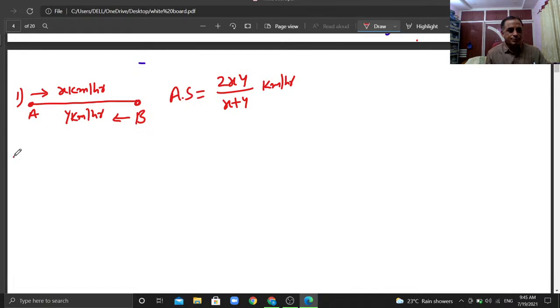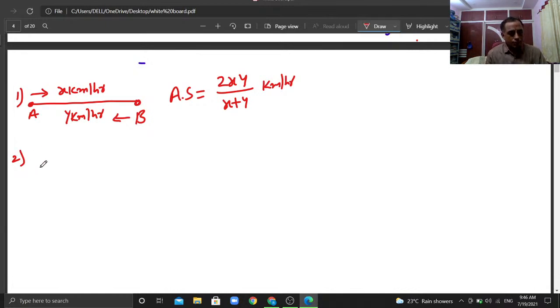For example, you travel from your house to office at x kilometer per hour, and office to house at y kilometer per hour. Then what is your average speed? 2xy by x plus y. For example, you traveled the first half of your journey at x kilometer per hour and the remaining at y kilometer per hour. Then what is your average speed? Same, 2xy by x plus y. It is the first concept.